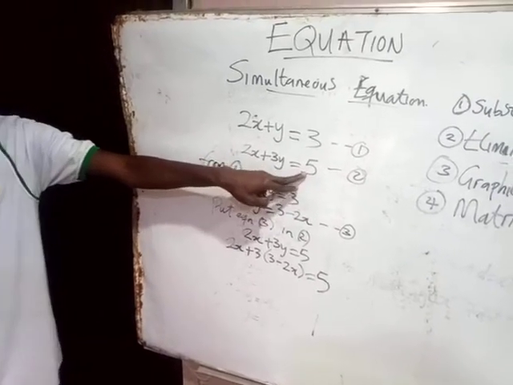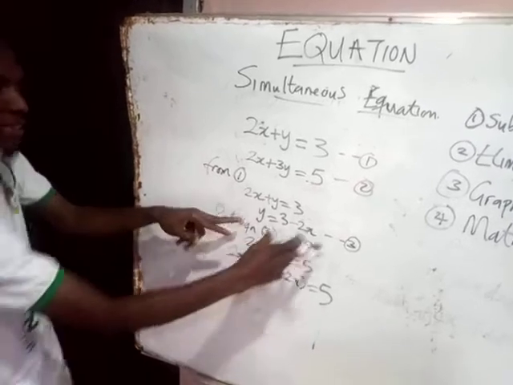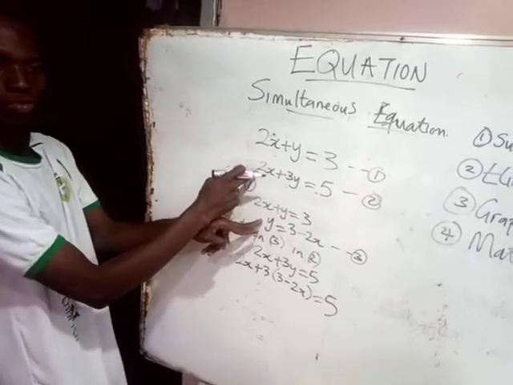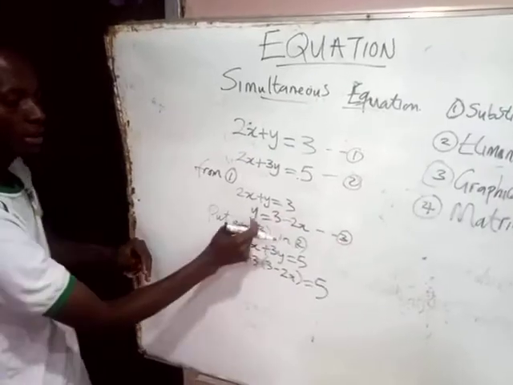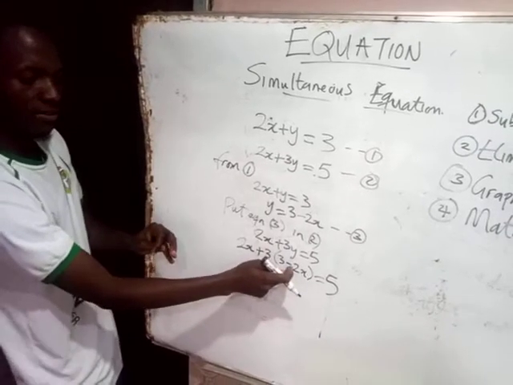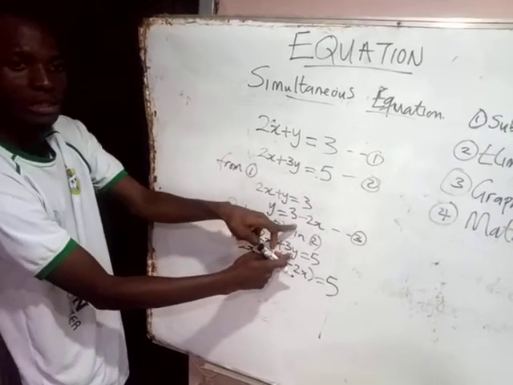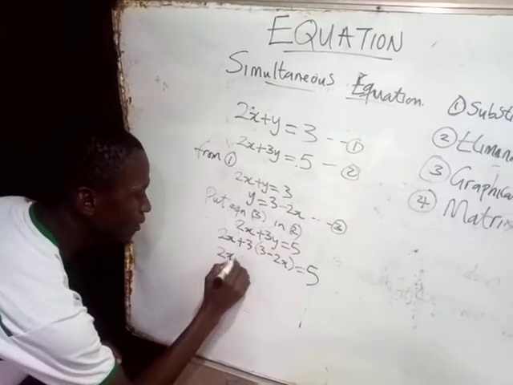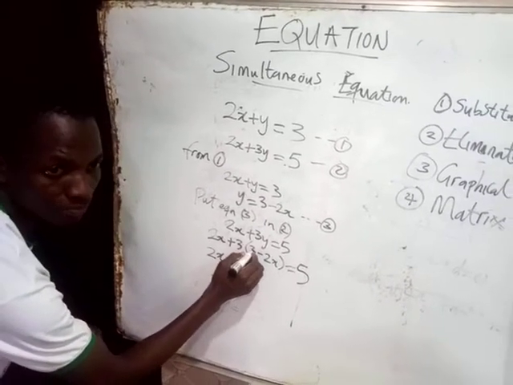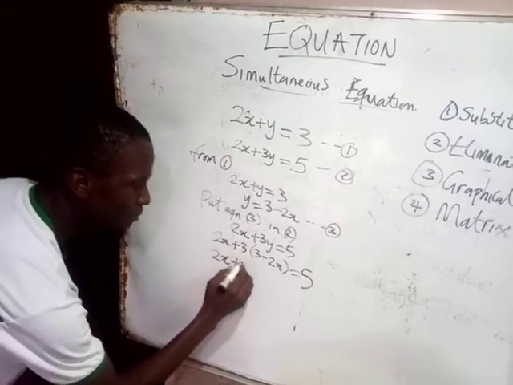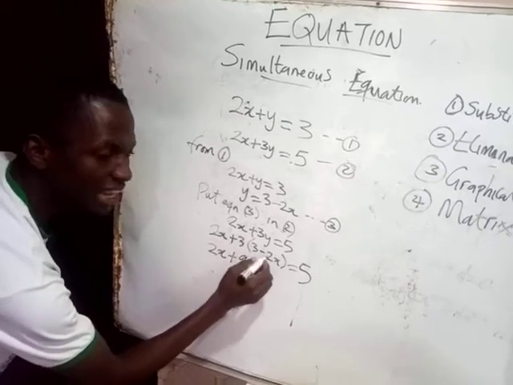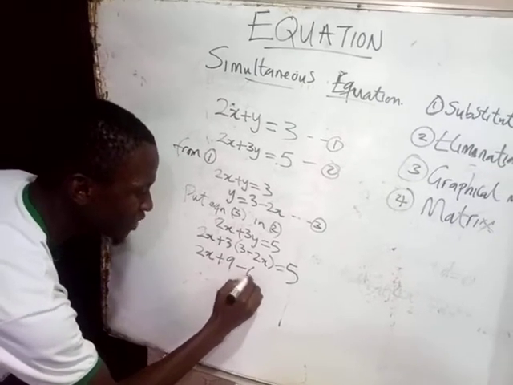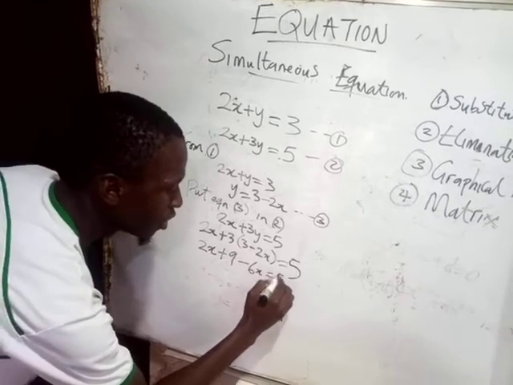Are we on the same page? You are putting this equation 3 inside 2. Instead of writing your y, what are you writing? 3 minus 2x. Is it clear? So here you have 2x plus 3 times 3, which is 9, plus 3 times minus 2, you have minus 6x, is equal to 5.